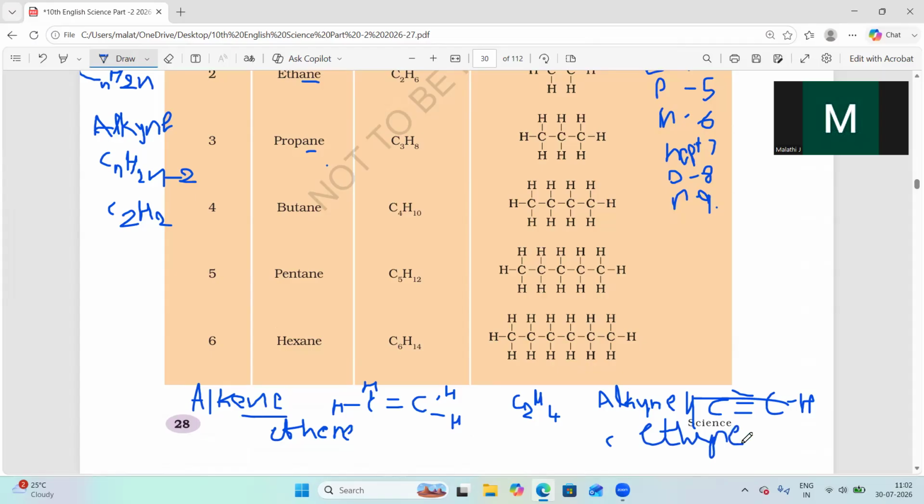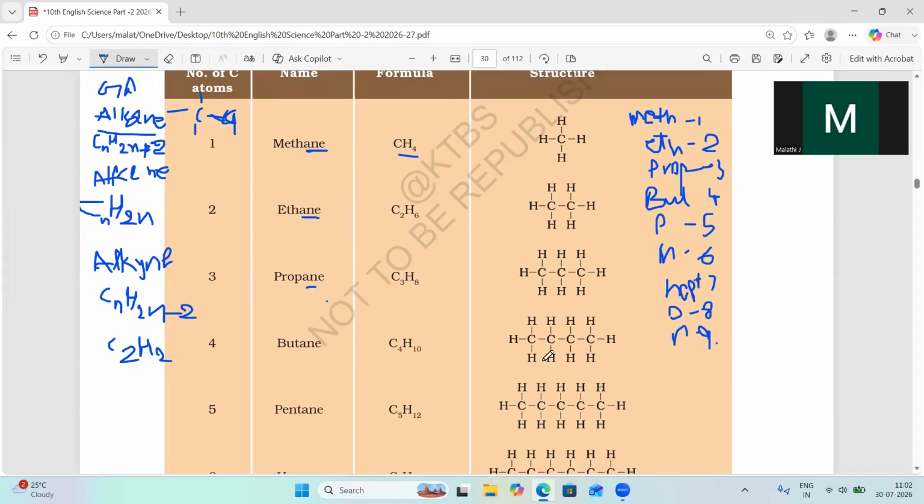If they ask you to write the general formula for alkane, alkene and alkyne, you should remember: the general formula of alkane is CnH2n plus 2, alkene is CnH2n, and alkyne is CnH2n minus 2. And what are the bonds present? Alkanes have carbon-carbon single bonds. Alkenes have a carbon-carbon double bond. Alkynes have a carbon-carbon triple bond, and you should know the number of carbon atoms present. So whether it is the ane, ene or yne form, it will be present. This will be very important.